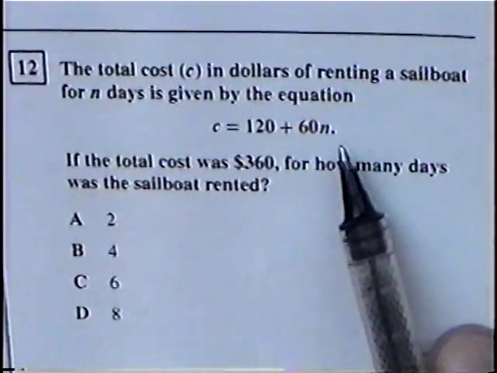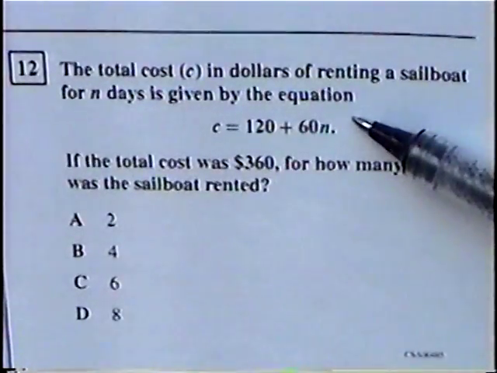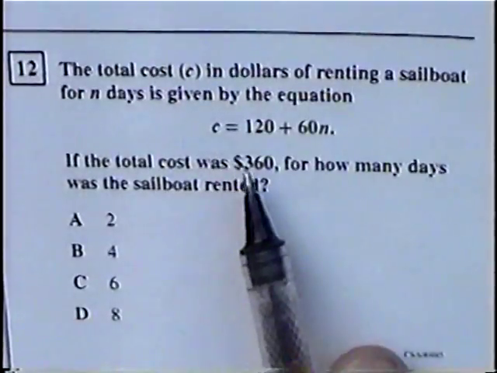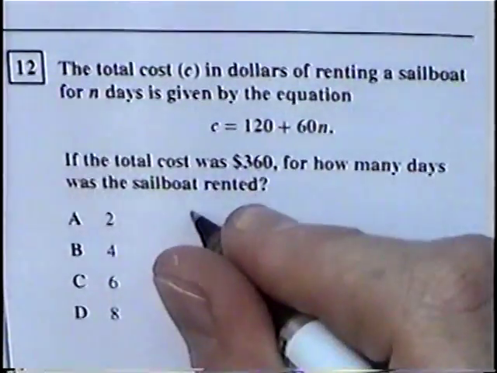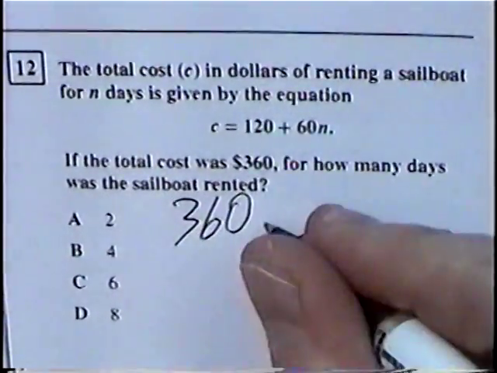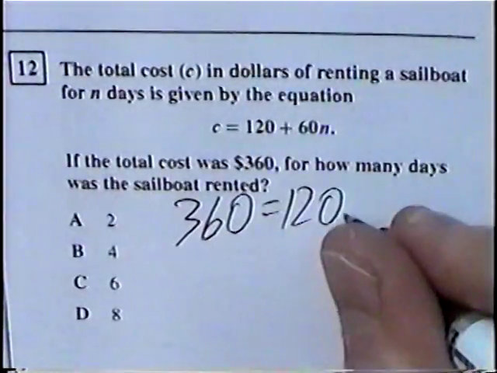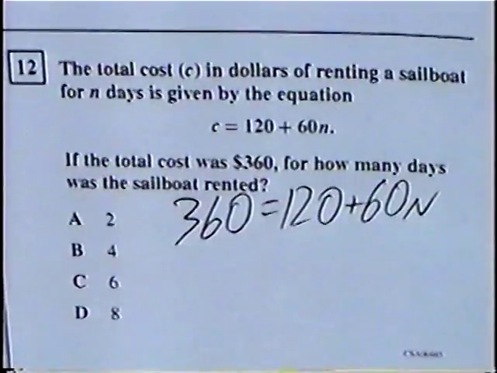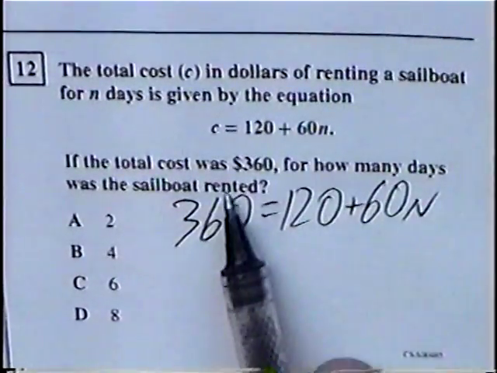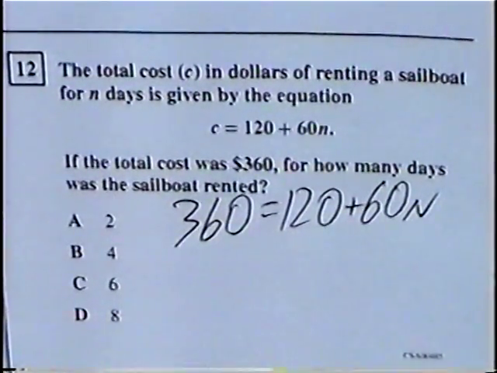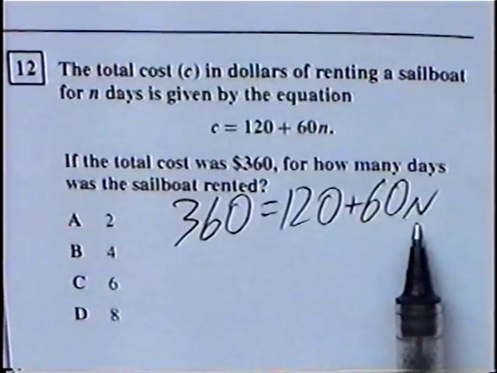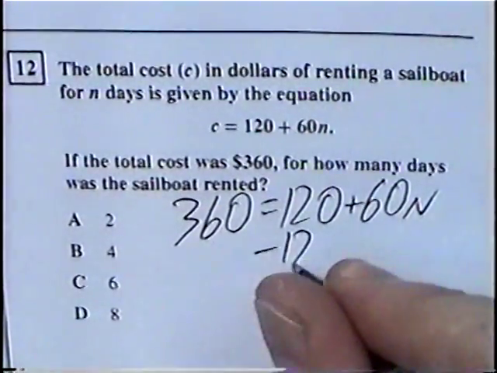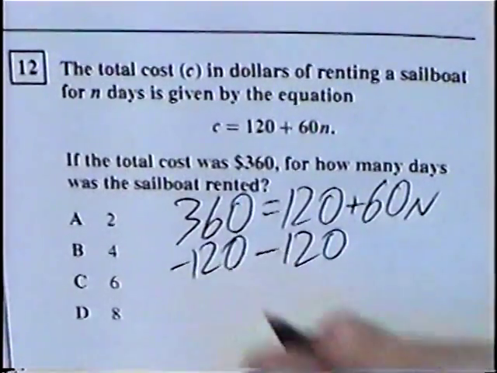Given the equation, C equals 120 plus 60n, and the total cost is 360, so C would be 360. We can rewrite the equation: 360 equals 120 plus 60n. Solving for n, we can find the number of days the sailboat was rented. To solve for n or isolate n, we can first get rid of the 120 by subtracting 120 on both sides.